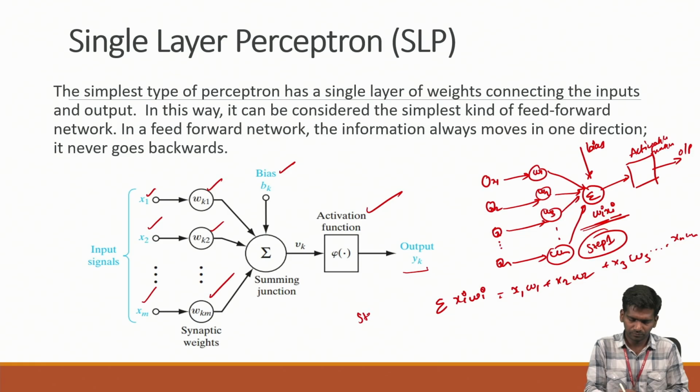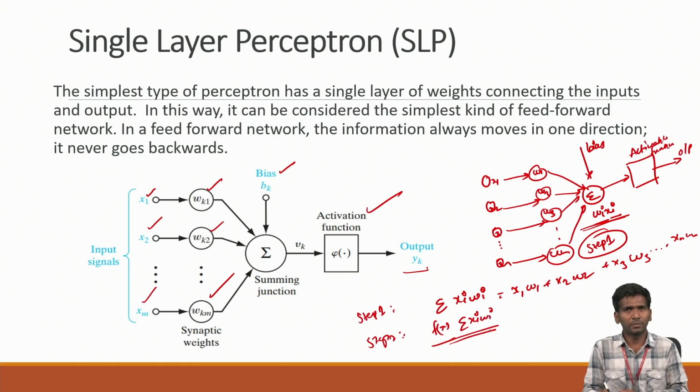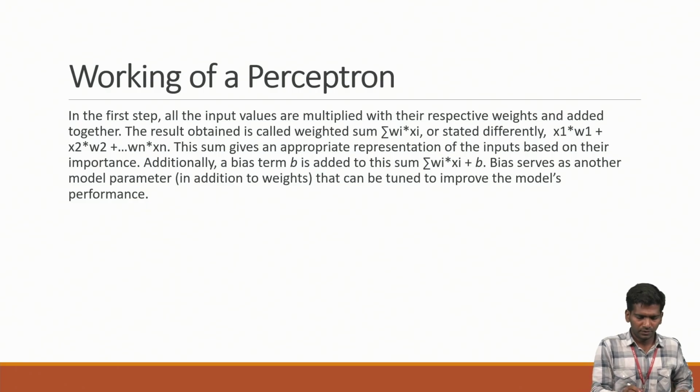Step 1. In step 2, what happens? We add the activation function: f of the summation of xi wi. Here f is nothing but the activation function. There are different types of activation functions that get applied to this summation. This is step 2. Then after this we'll get an output. This activation function helps decide whether the neuron should fire or not, whether the information should be passed on to the next neuron or not.